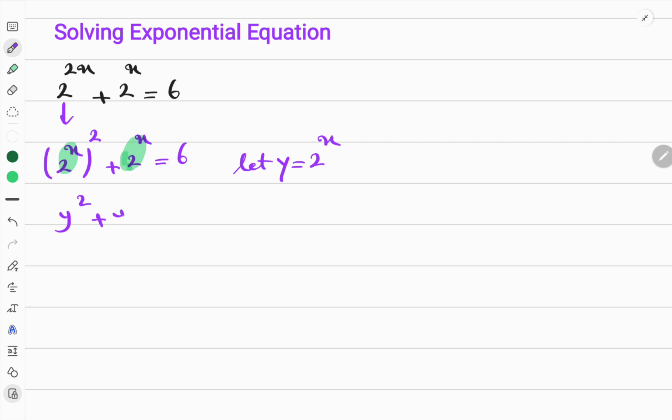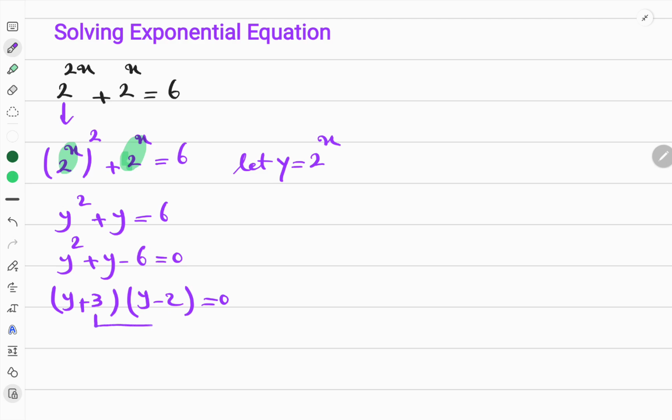Y squared plus y equals 6. Subtract 6 from both sides, so we have this equation. This is a quadratic equation and we can solve it by factorizing: y plus 3 times y minus 2 equals 0. The product of 3 and negative 2 is negative 6 and the sum of them is positive 1. This is the product of binomials with a common term.